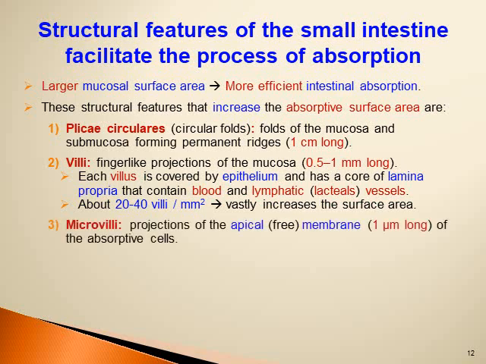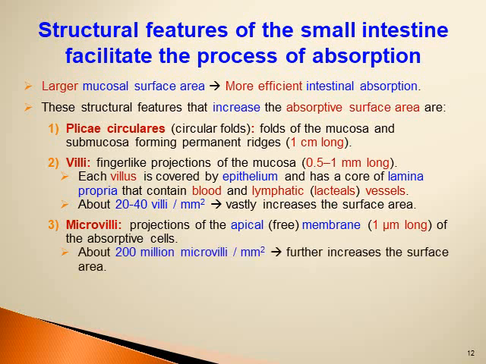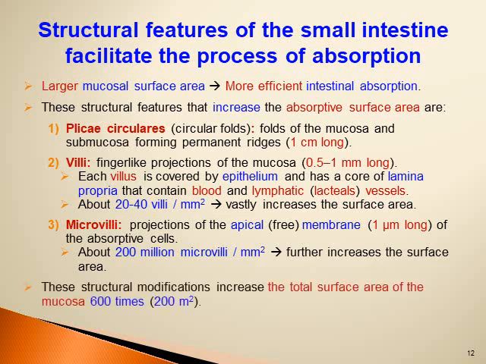The microvilli are projections of the apical or free border of the membrane of the absorptive cells. The microvilli are about 1 micrometer in height, and they are part of the apical membrane of the absorptive cells. If I take 1 square millimeter of the intestinal mucosa, I can find 200 million microvilli. Again, this large number of microvilli will further increase the surface area. These structural modifications will increase the total surface area of the mucosa.